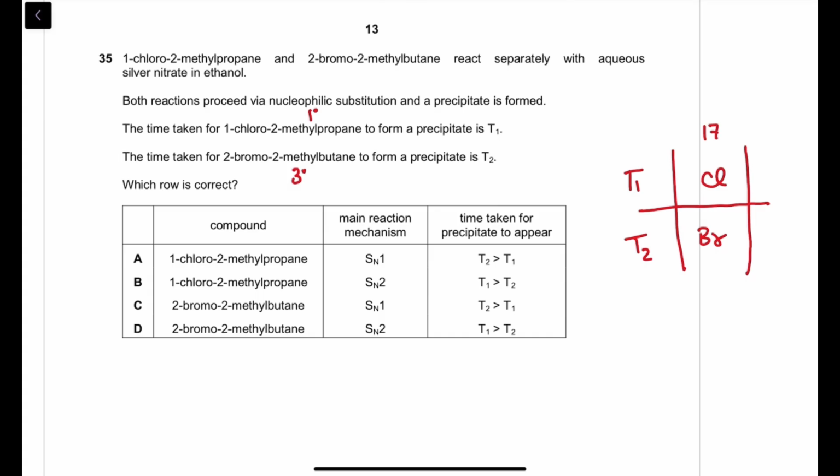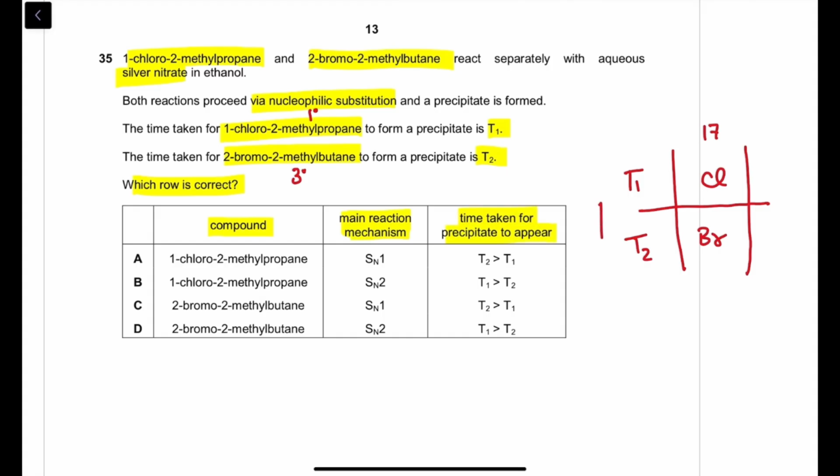Question number 35. 1-chloro-2-methylpropane and 2-bromo-2-methylbutane react separately with aqueous silver nitrate in ethanol. Both reactions proceed via nucleophilic substitution and a precipitate is formed. The time taken for 1-chloro-2-methylpropane to form a precipitate is T1, and the time taken for 2-bromo-2-methylbutane to form a precipitate is T2. Which row is correct? So we have the compound, its main reaction mechanism, and the time taken for the precipitate to form.